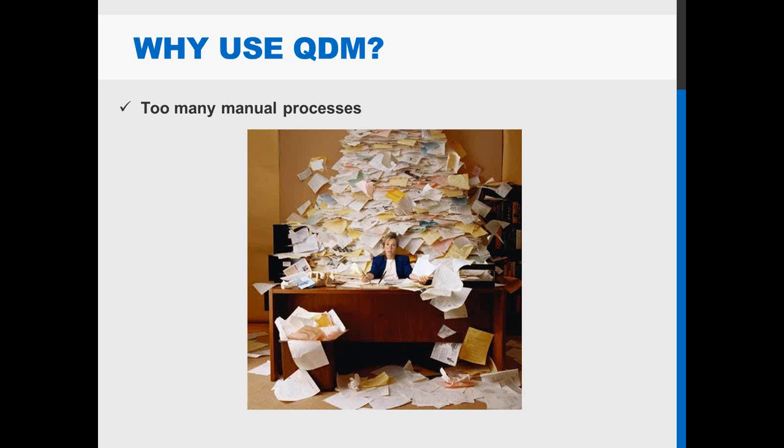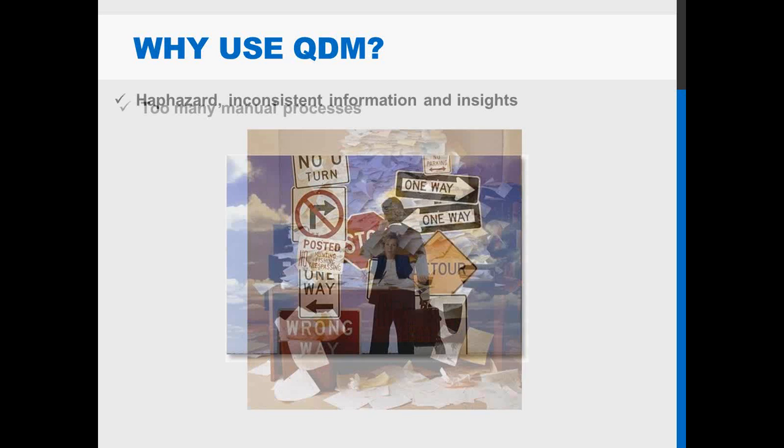Well, for one thing, if you've got too many manual processes, QDM allows you to automate through those. So if you have a lot of different reports that you have to make by hand, they can often take a week or two of your time, you can automate all of that report creation. So you can collect all of your data in, you can create a template, and you can use that template to automatically create reports over and over again with different data sets.